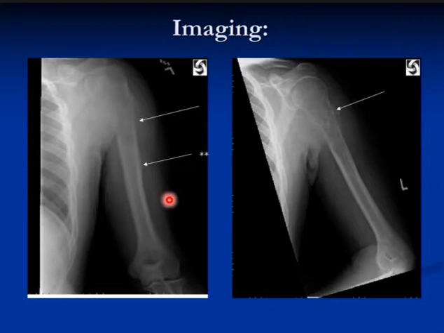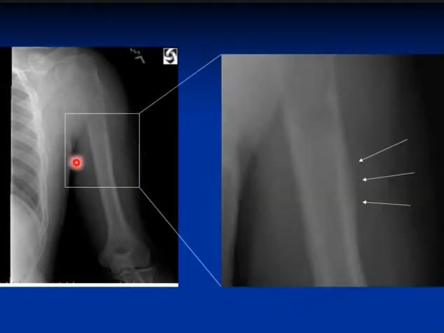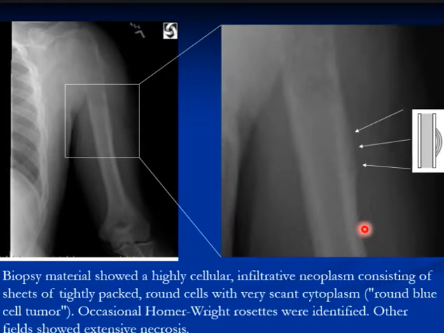Ewing. Okay, so let's go to a magnified view. Let's see it better. If we magnify this, we will find this thing here. This is a granular periosteal reaction. Could be Ewing. Okay. We have some periosteal reaction. It's like onion peel, kind of an onion peel. So here we have the onion peel appearance, and we had a biopsy and showed infiltrative neoplasm of tightly packed round cells with scanty cytoplasm. That's called round blue cell tumor.